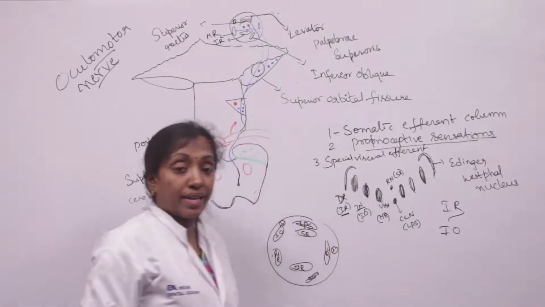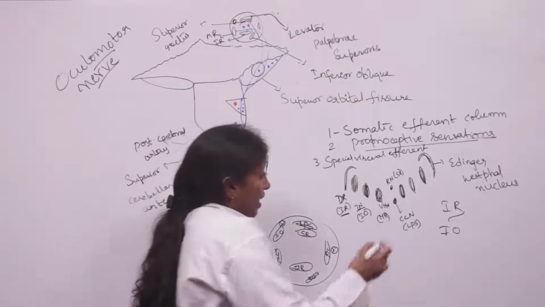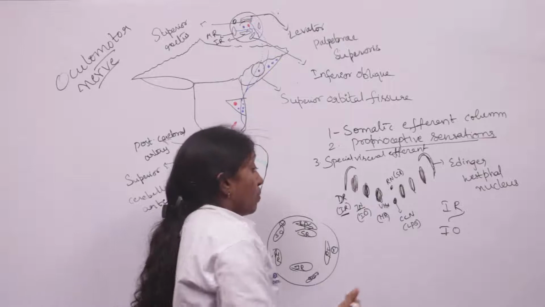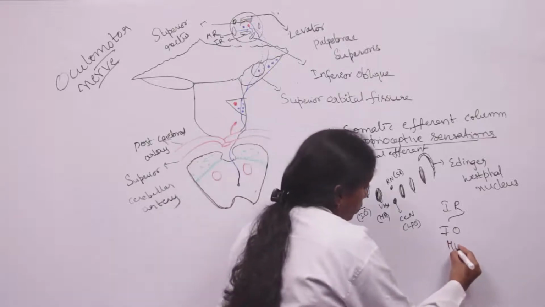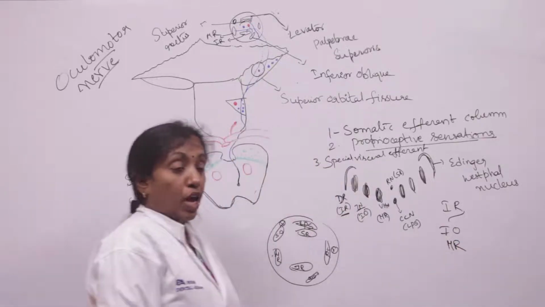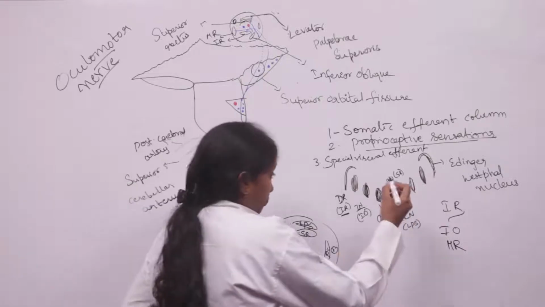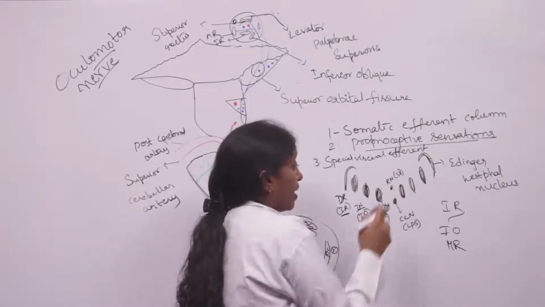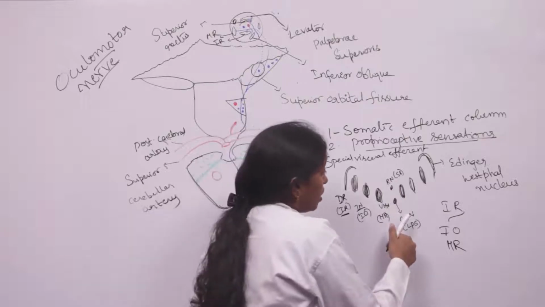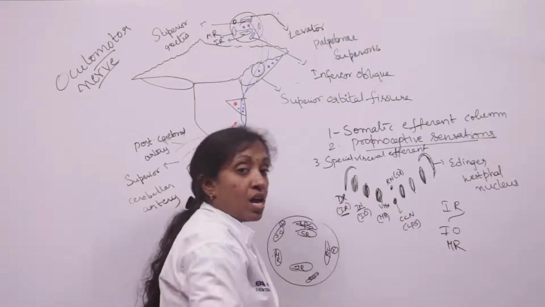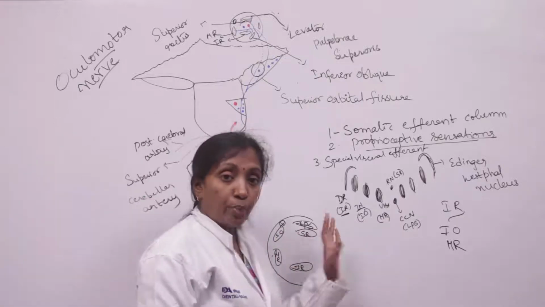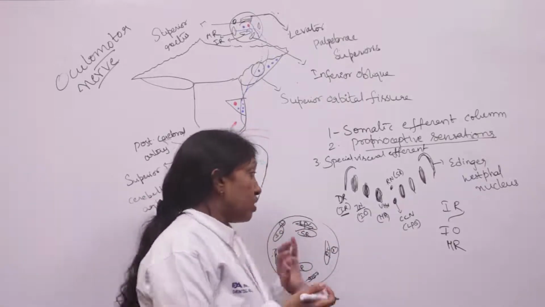The next nuclear segment is the ventromedial nucleus, which supplies the medial rectus. And also we have the median raphe nucleus, which supplies the superior rectus, and the central caudal nucleus, which supplies the levator palpebrae superioris. These are the nuclei of motor origin.